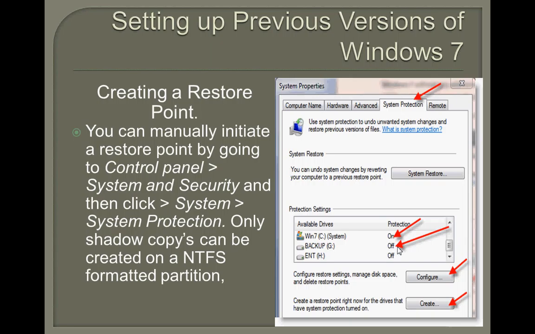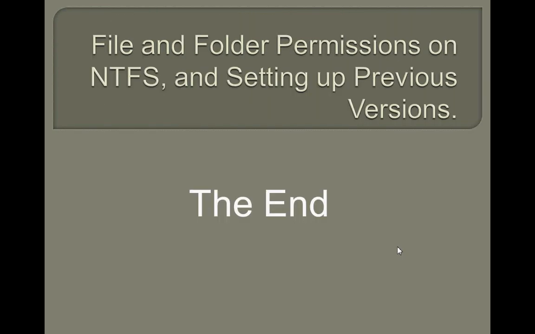Now, as I said, shadow copies are only created on an NTFS formatted partition. So if you have a FAT32 partition, you won't be able to see any of this. If you're using FAT32 with Windows 7 or something along those lines, you won't have these options available. So NTFS is a really nice formatted partition, and I would definitely recommend this.